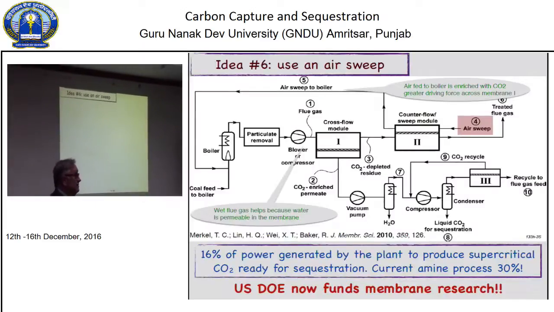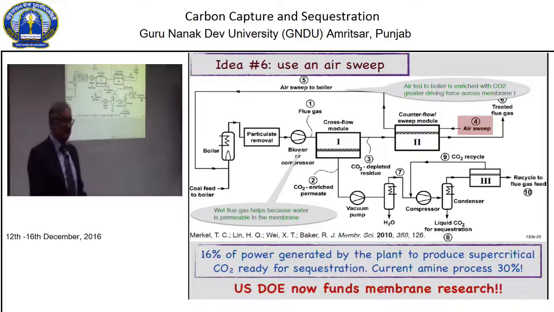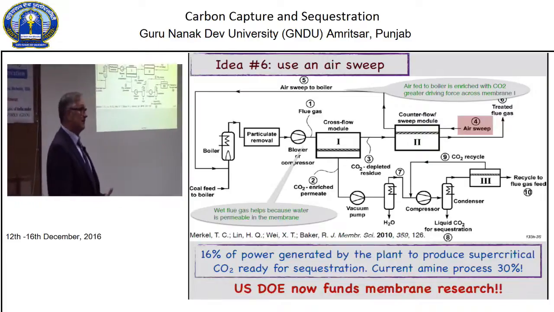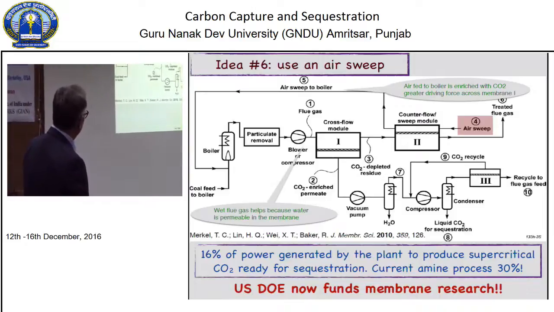CO2. So the last idea they had is really clever. This is how complicated it gets. You don't have to understand all the details, but let's just walk through. Here's your burner. You remove the particles, and here you blow the gas over the first module, lower selectivity, and here's the vacuum pump. And then you'll pull the water out. That's easy to condense. And you compress it, and there's your liquid CO2 for sequestration at 90%.